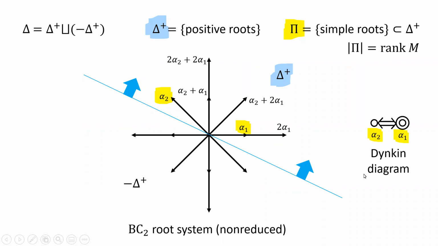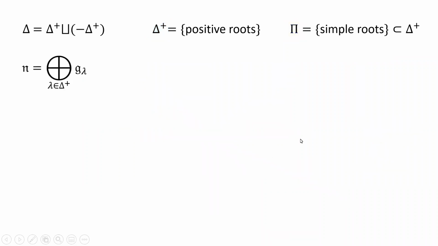Okay, with the simple roots, one can construct the Dynkin diagram, which in this case has this form here, and here you have a double node corresponding to the root alpha 1 and its double to alpha 1. Okay, good. So now that we have the positive roots, I'm going to consider a subalgebra of G associated to the set of positive roots. This will be N. It's a nilpotent Lie subalgebra of G.